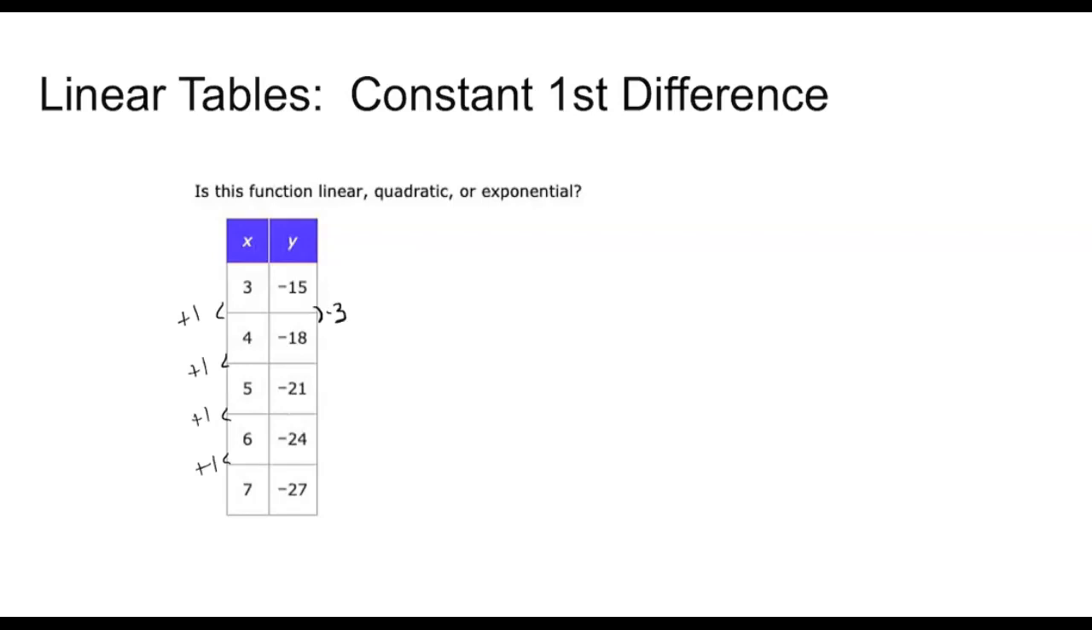How do I get from negative 18 to negative 21? I subtract 3. Negative 21 to negative 24, subtract 3. So as you can see, what's happening here is we have a constant first difference. The first time I looked for what's happening between my y's, they all said we're subtracting 3 every single time. We found the pattern. So in this particular case, we'd say this is a linear. This is a linear table.